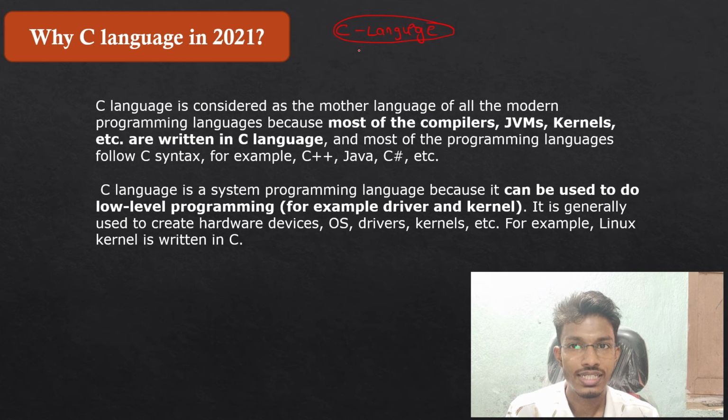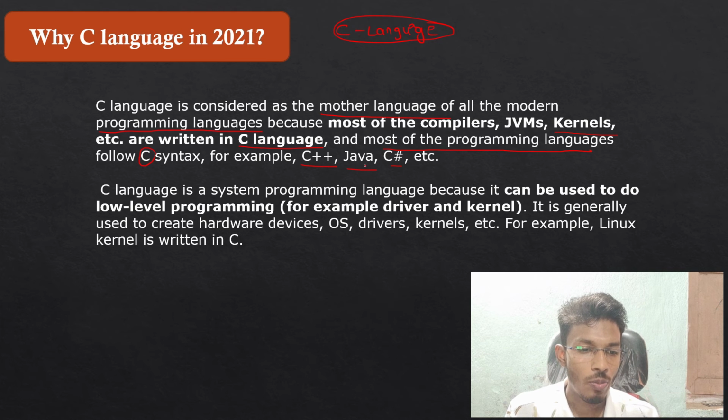If you learn C language, its syntax and all the concepts like arrays, strings, and structures, then you can easily understand C++, Java, C#, and other programming languages. C is considered the mother language of all modern programming languages, because most compilers, JVMs (Java virtual machines), and kernels are written in C. Most programming languages such as C++, Java, C#, and some more follow the syntax of the C language.